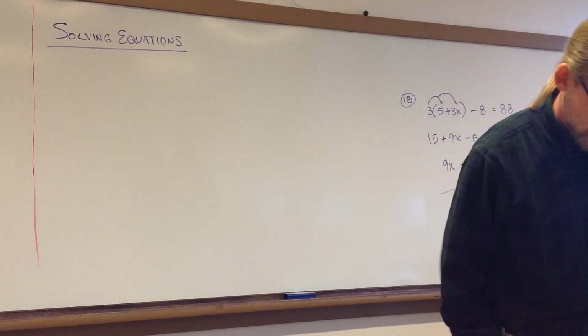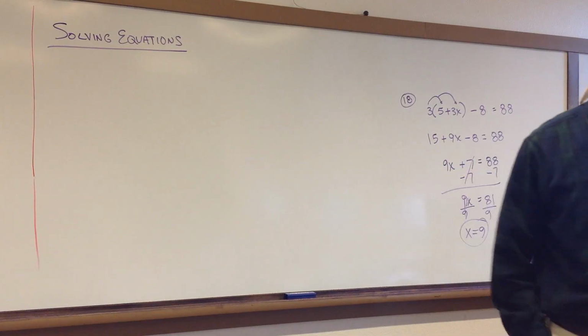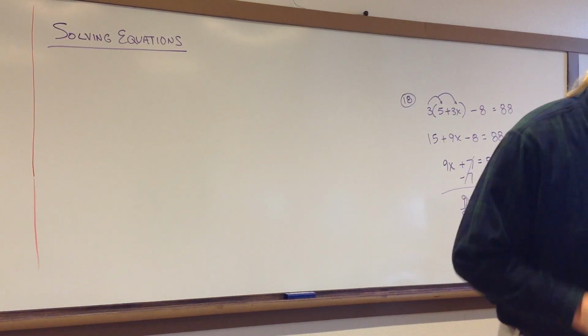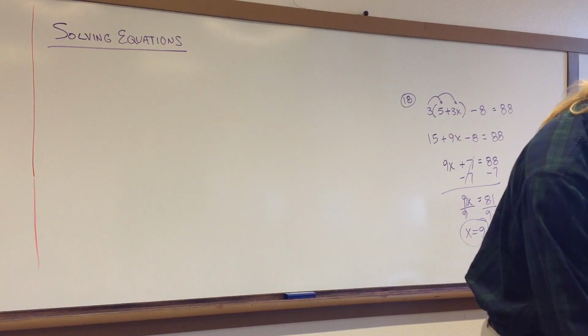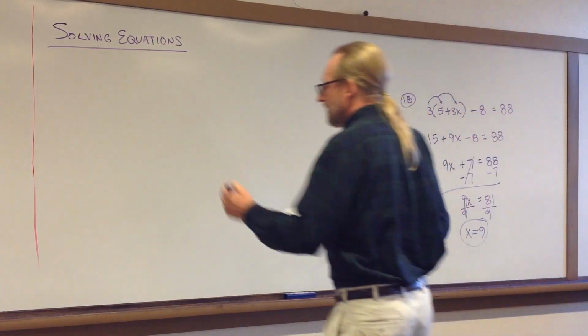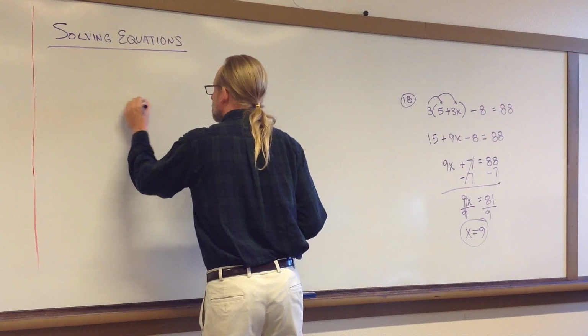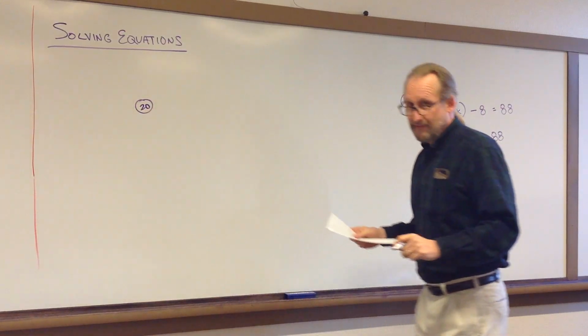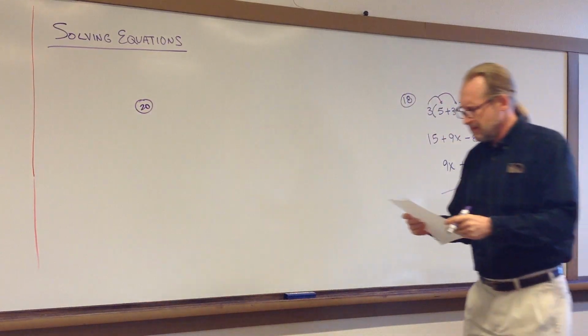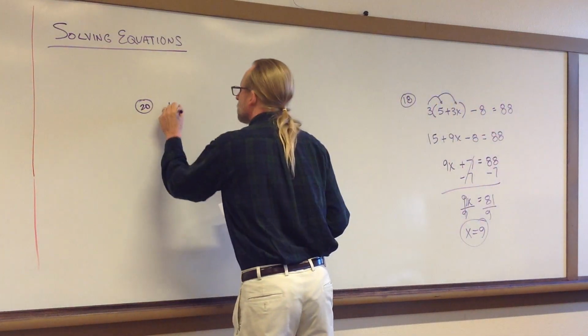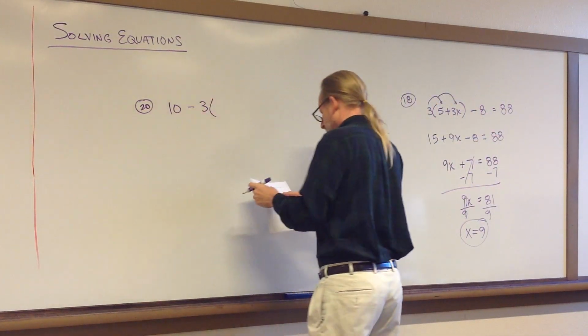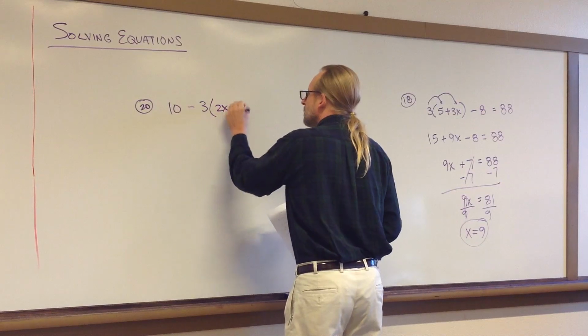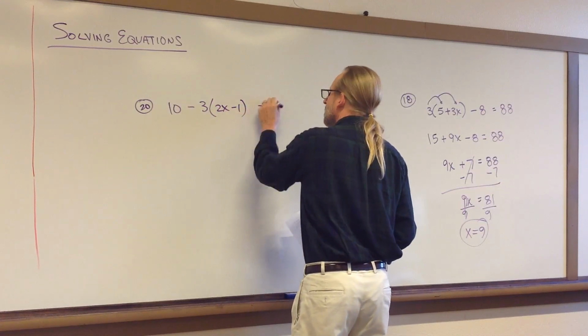Okay, let's see here. Let's look at problem 20. And this is something I talk to people about in really all of the algebra courses that I teach, 60, 70, 95, and even in Math 111, I make a big deal about this. 10 minus 3 times 2x minus 1 equal to 1.